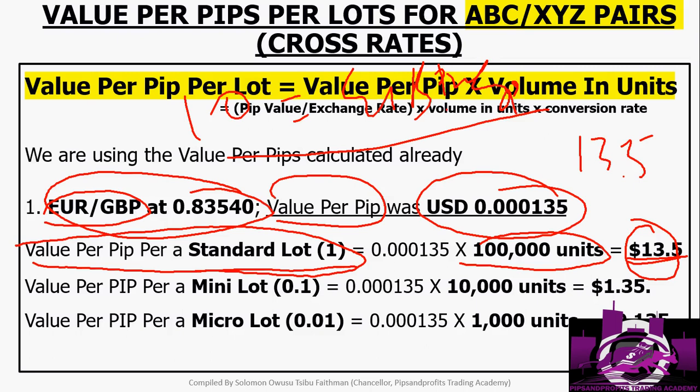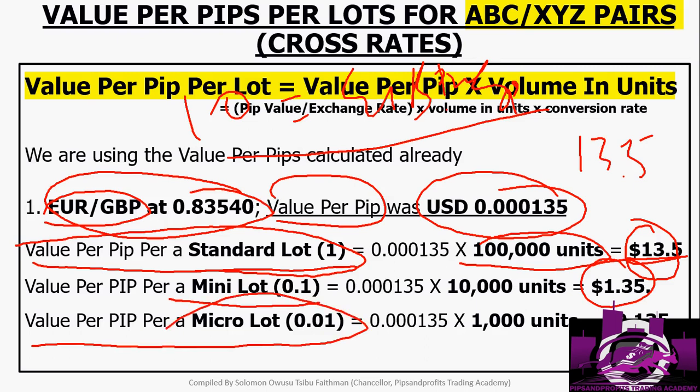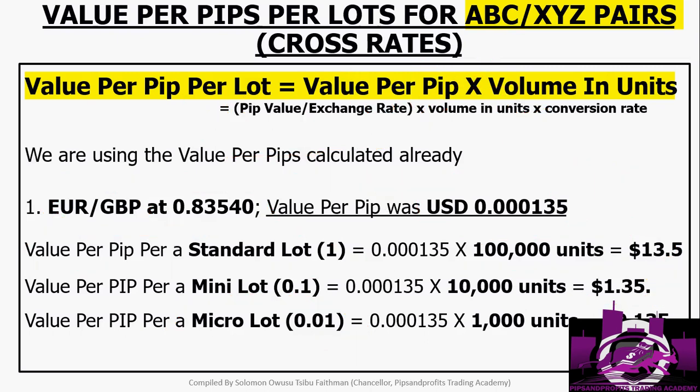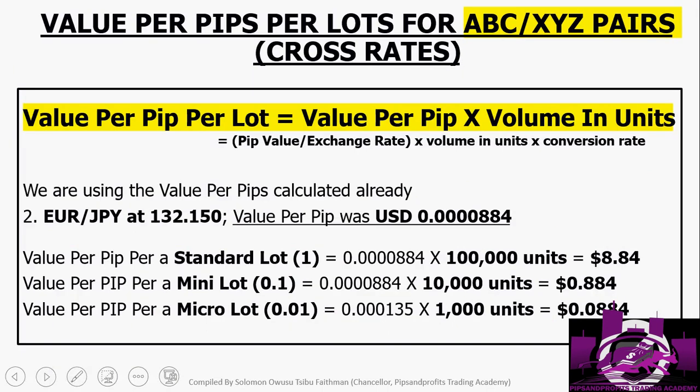So when we take value per pip per mini lot, a 1 pip move is going to give us 1.35. And when we take the value per pip per micro lot, a 1 pip move is going to give us 0.135. You have to take a screenshot of this, and then you revise. All right, let's continue with the next slide. I'm rushing through it. When you get the link, then you fill in your gaps.